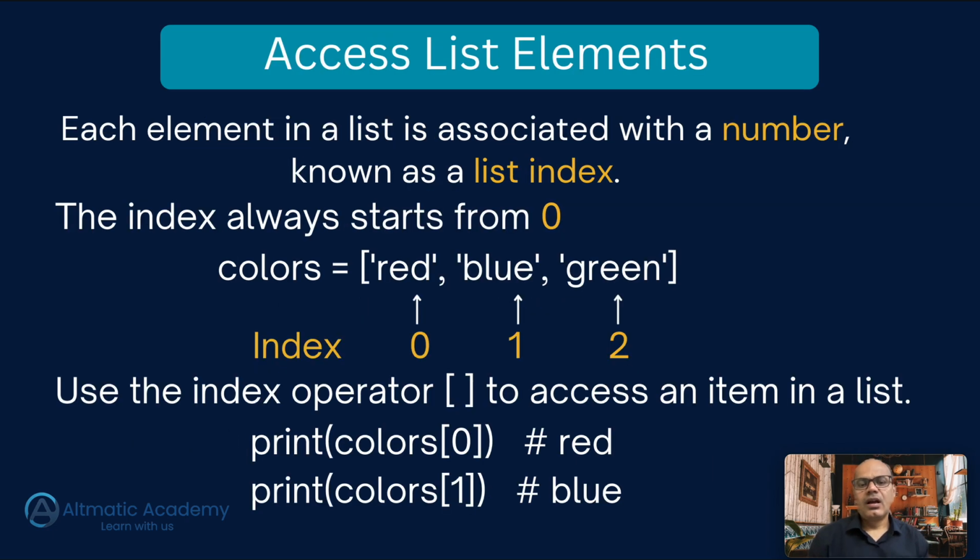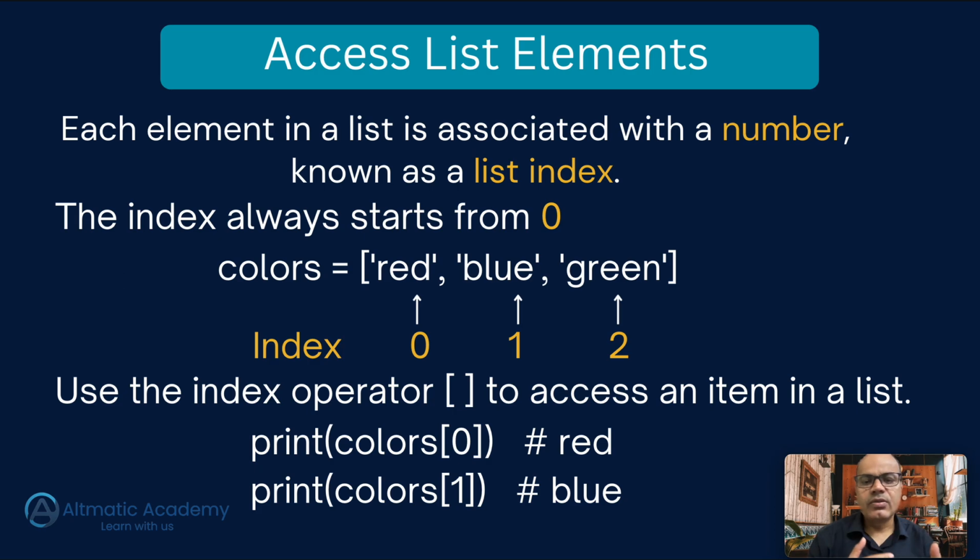Now, how can we access the elements of a list? Elements are stored in some sequence, and we want to access a particular item from the list. So if you see here, each element in a list is associated with a number.